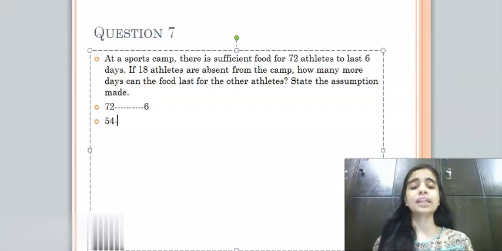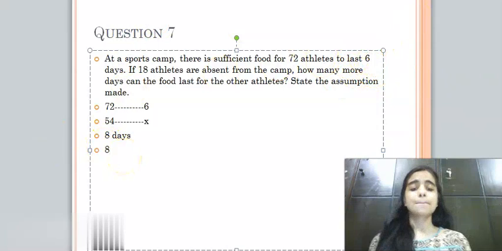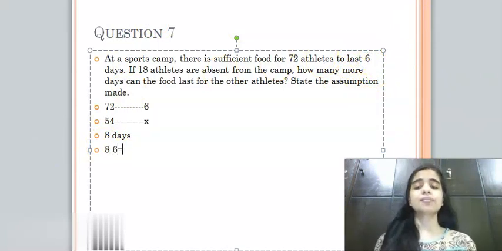So when there are just 54 athletes, again, when the number of athletes decreases, the days the food lasts will increase. So we will do 72 multiplied by 6 divided by 54. That is 8. Now the food will last for 8 days. But this is asking how many more days. So first it was for 6 days. Now for 8 days. So 8 minus 6 will give me 2. That means it can last for 2 more days.